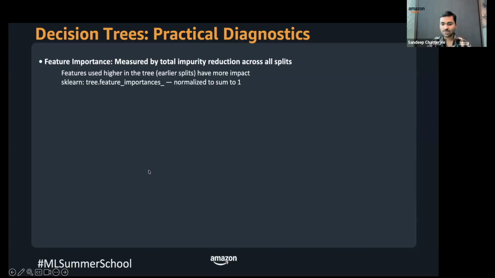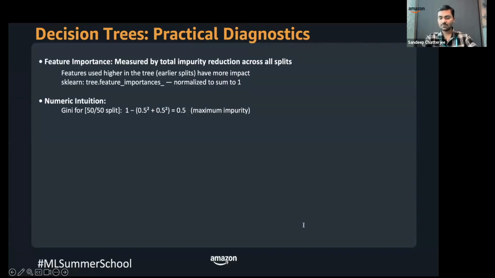To make sure we completely grasp the math we talked about earlier, let's look at the Gini impurity with some quick numeric intuition. Imagine a node where our data is perfectly split down the middle, a 50-50 split of class A and class B. If we plug that into our Gini, we get the maximum impurity. This is our worst-case scenario where our data is maximally impure. It's essentially like a coin toss.